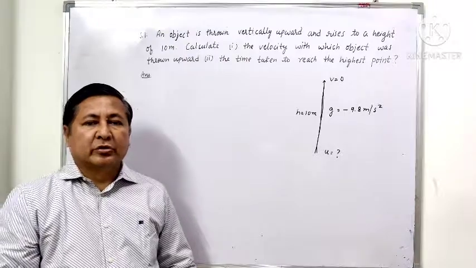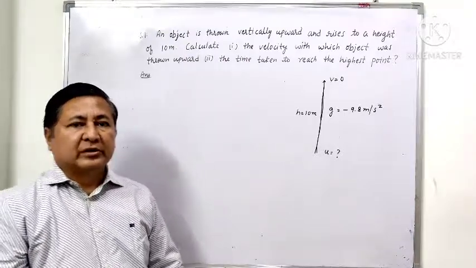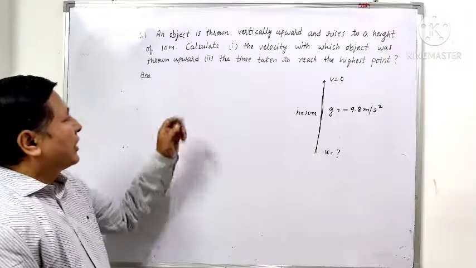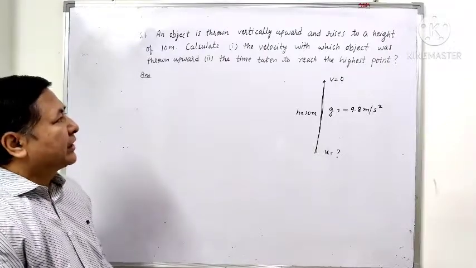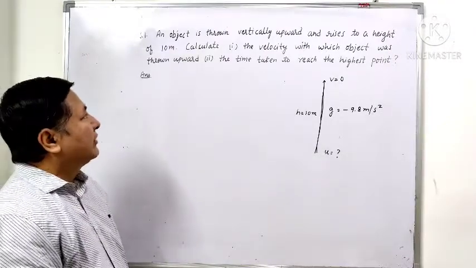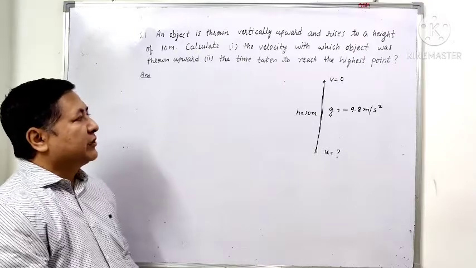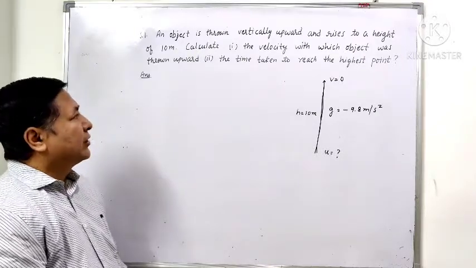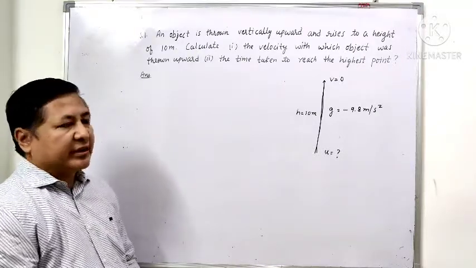Hello students, today we are going to do some numericals. Now the first numerical is: an object is thrown vertically upward and rises to a height of 10 meter. Calculate the velocity with which the object was thrown upward and the time taken to reach the highest point.